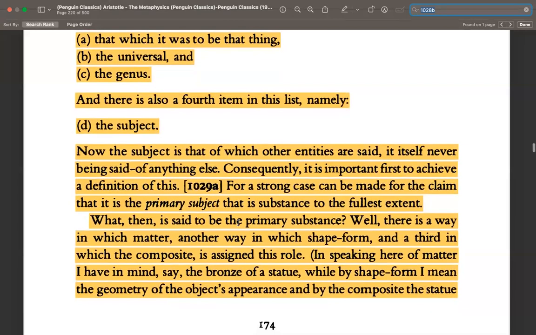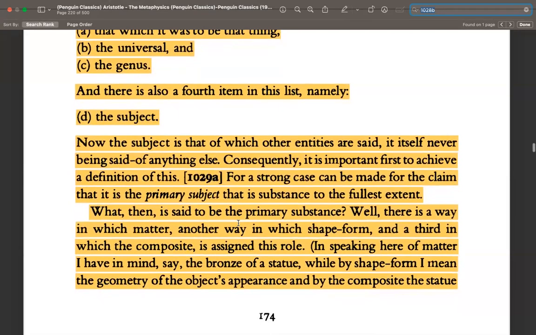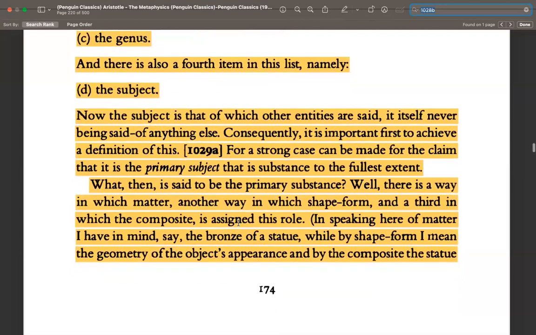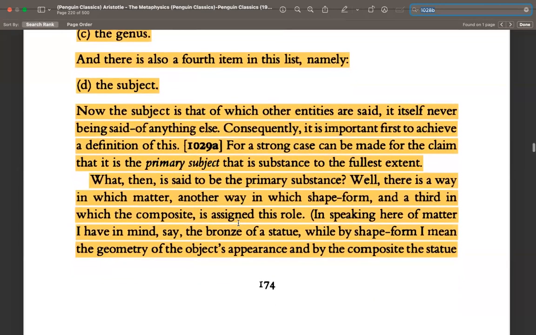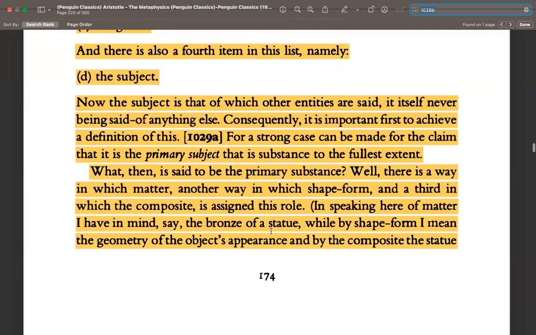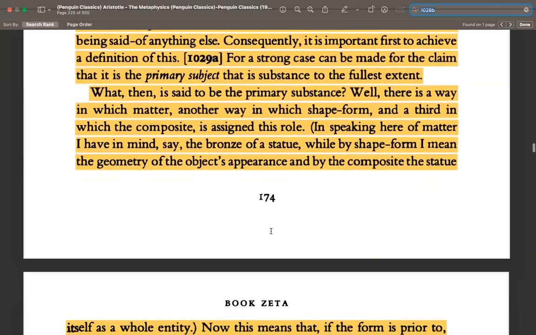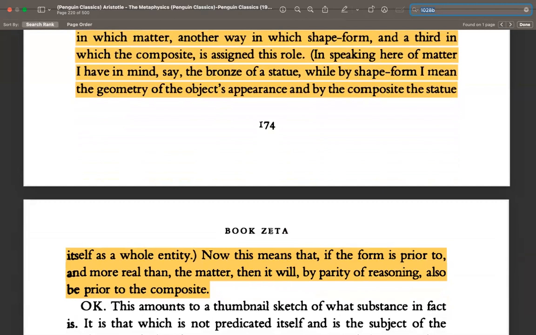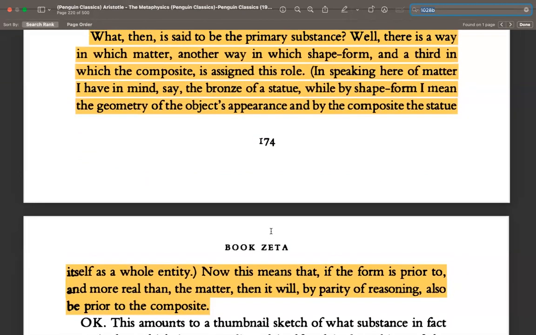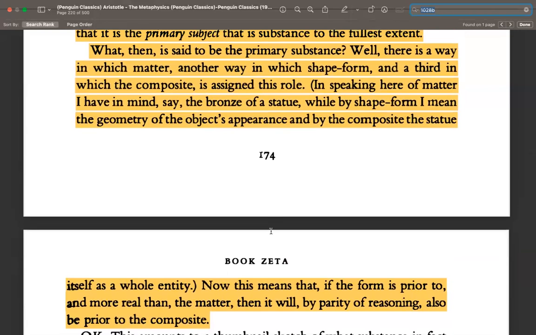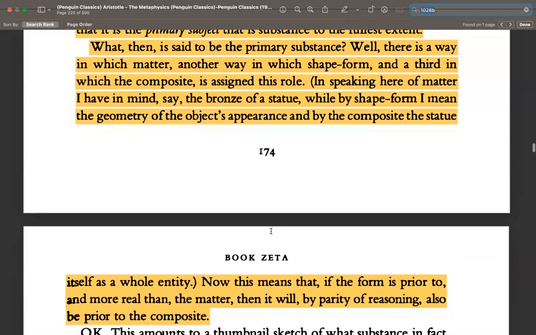Well, there is a way in which matter, another way in which shape or form, and a third in which the composite is assigned this whole. There: matter, form, and the composite. In speaking here of matter, I have in mind, say, the bronze of a statue, while by shape or form, I mean the geometry of the object's appearance, and by the composite, the statue itself as a whole entity. Now, this means that if the form is prior to and more real than the matter, then it will, by parity of reasoning, also be prior to the composite.